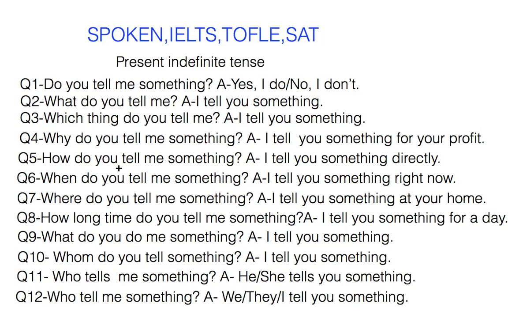How do you tell me something? The answer is, I tell you something directly. I don't say it indirectly. That is how I tell you something directly. You cannot use "thing" here. I tell you something clearly. I tell you something straightforwardly. So that is your matter. You can give the answer. Just try to understand the question first here.